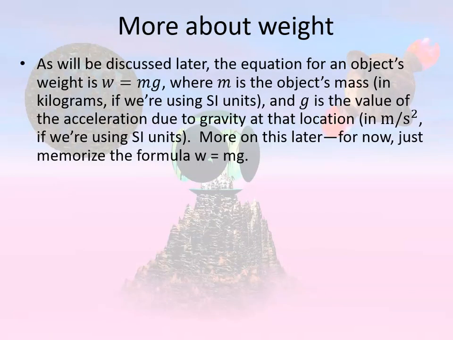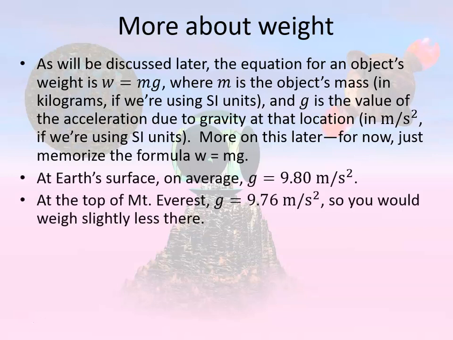So, we're going to have some more to say about this later, but I'll just give you the equation now. The equation for the weight of an object is given by lowercase w, and it's equal to mg. W equals mg. That's an equation that should definitely be memorized. m is the object's mass, and g is the acceleration due to gravity at that location. Now, unless you're told otherwise, the acceleration due to gravity near Earth's surface is what should be used for this, and that is 9.80 meters per square second.